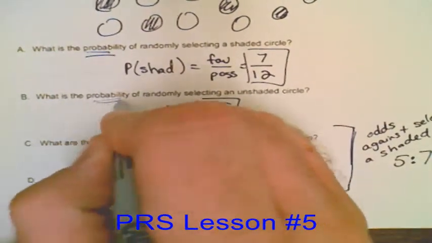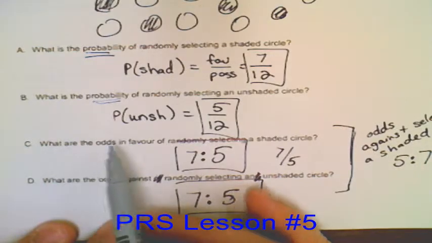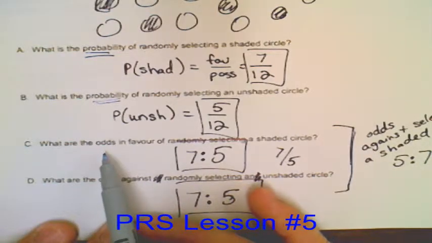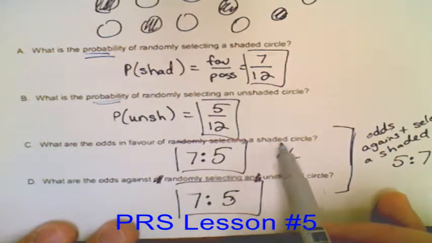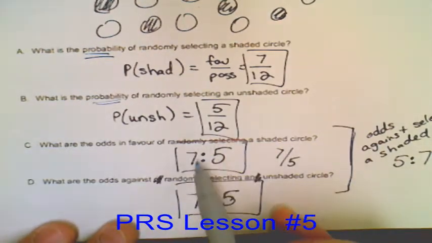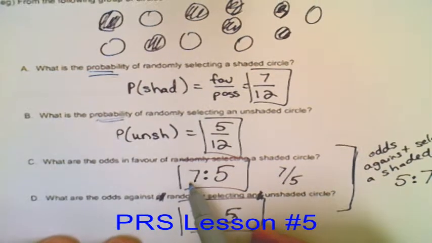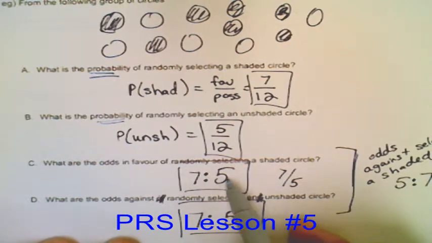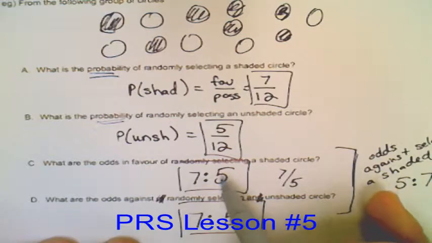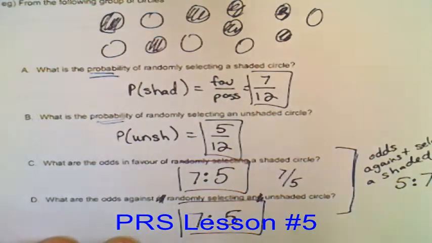Now where this goes, though, with odds, things are different. Okay? So we had probability. What are the odds? So now I know I'm not doing probability. That is key. What are the odds in favor of randomly selecting a shaded circle? What I'm asking now is how many shaded circles there are. And there are 7 shaded circles if you go back and count. 7 to how many unshaded circles there are. Not to possible, to unshaded. Basically, this happening versus this not happening.